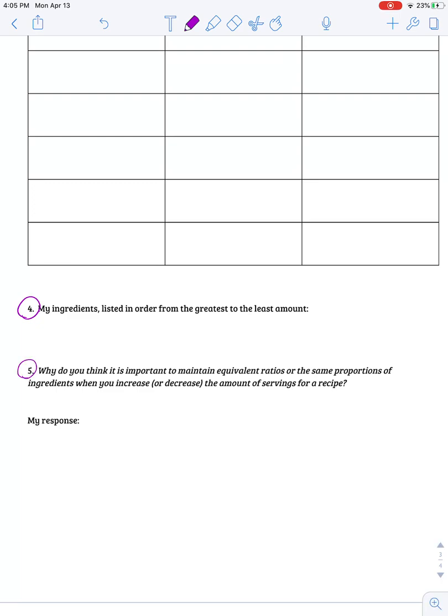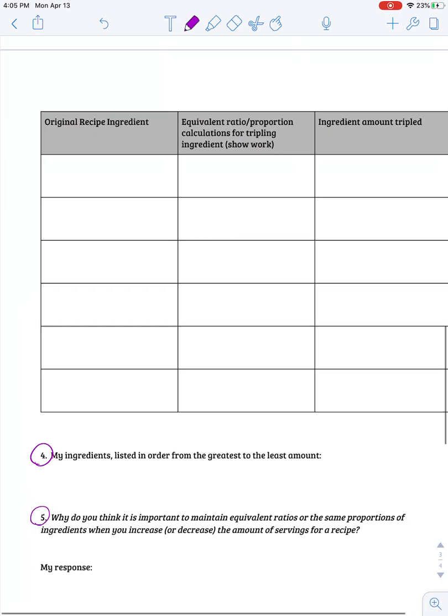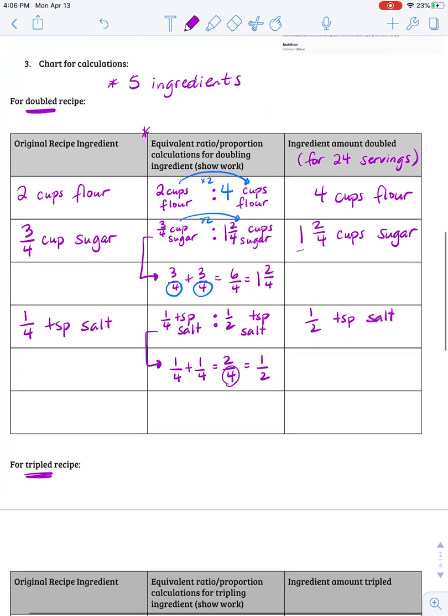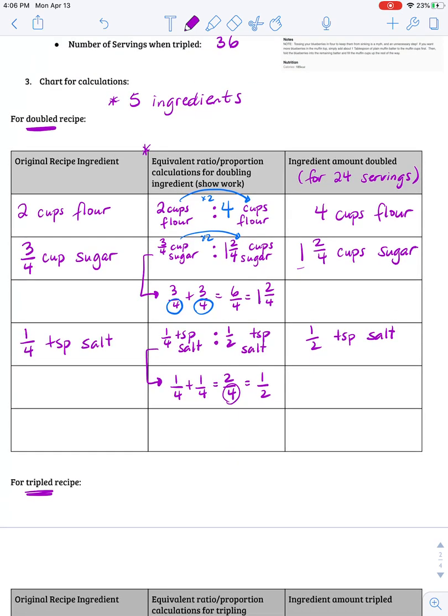And then finally, number 5, you're responding to this question. So those are all parts of the assignment there. What's really key is this part here where you are making sure that your calculations are accurate, because we want to see if you have a good understanding of equivalent ratio and proportion calculations.